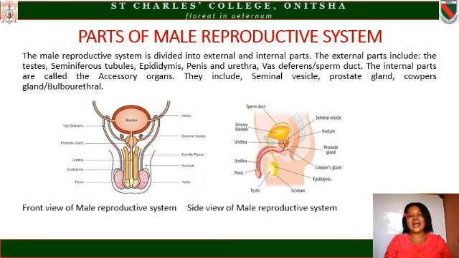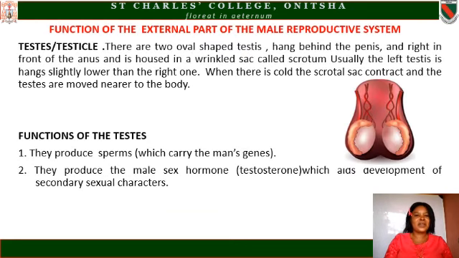The external parts include the testes, the seminiferous tubules, epididymis, penis and urethra, vas deferens or sperm ducts. The internal parts are called the accessory organs. They include seminal vesicle, prostate gland, Cooper's gland or bulbourethral gland. You want to see the functions of the external parts of the male reproductive system.